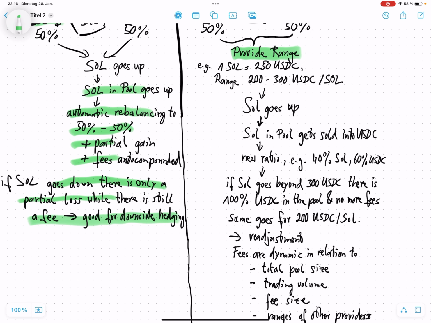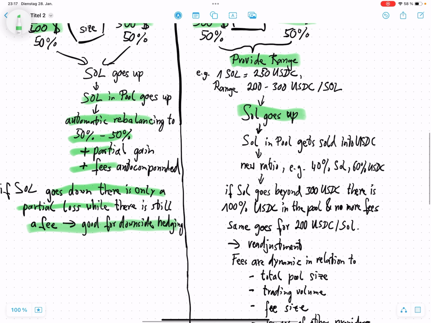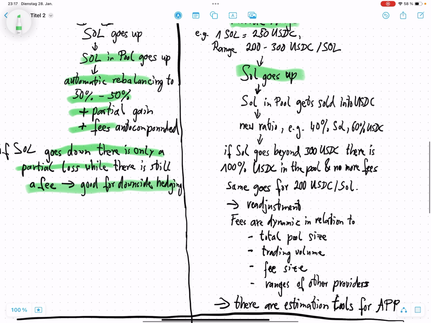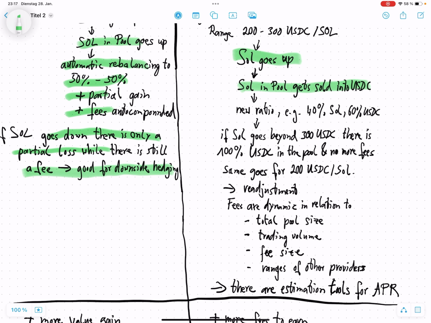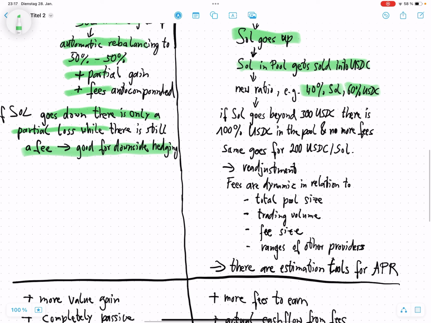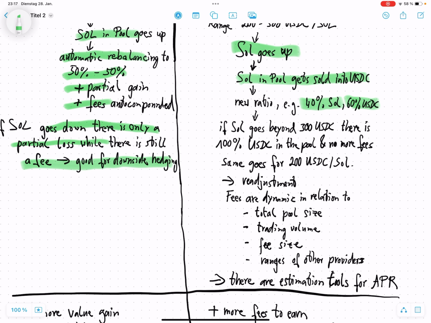So let's now look at the scenario of SOL going up in the concentrated liquidity pool. This would mean that the SOL in your pool gets sold into USDC, and we will have a new ratio here. So unlike with the standard liquidity pool, there will be a different ratio. So if SOL goes up, then it could look like there's 40% of SOL in your pool left and 60% is in USDC. And the higher SOL goes, the lower the part of SOL in the pool gets.